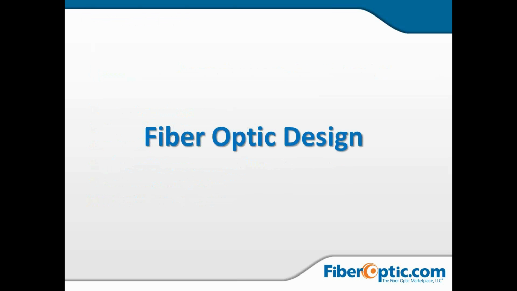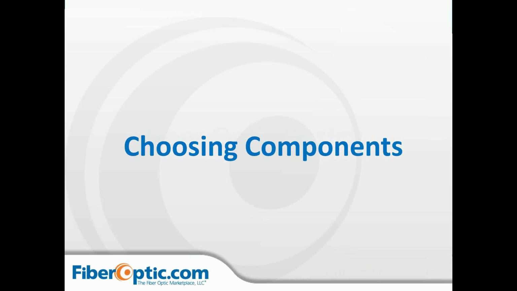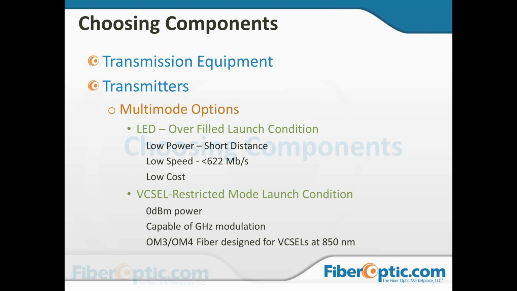Now we're going to jump into choosing components. And we need to look at the transmission equipment. Transmitters, are we going to use multi-mode? We've got multi-mode as well as single-mode options. Multi-mode is going to be either a light-emitting diode, LED. That's going to give us an overfilled launch condition. It's going to be relatively low power, short distance, low speed.